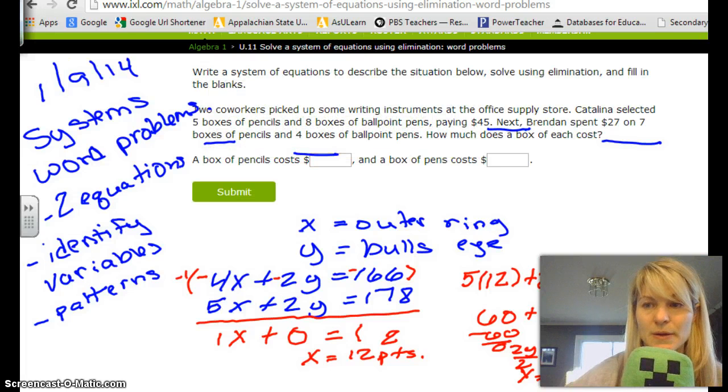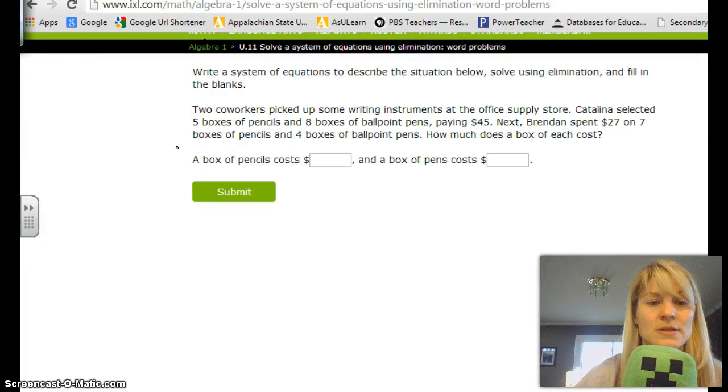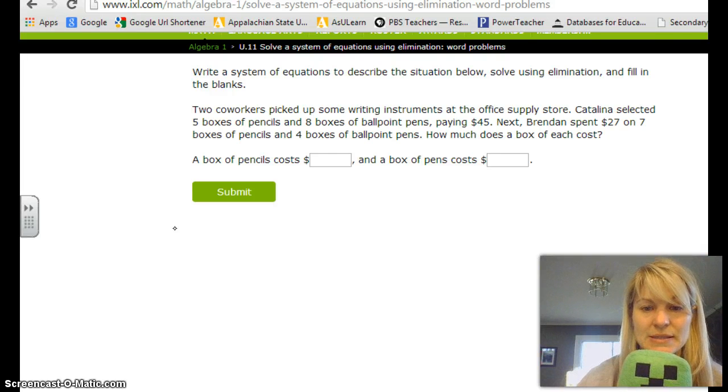Yay, that's good. Okay, so I'm going to make this short and sweet tonight. Now I want you to do this one. So you might want to pause the video. And I want you to set up the equation and see if you can come up with the correct answer, and then we'll go over the answer in class tomorrow. Make sure you read through it, identify your variables, what's x and what's y, set up the equation, and then try the elimination.